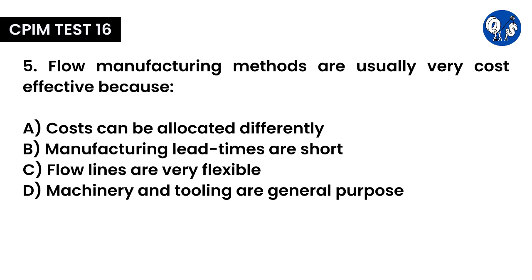Flow manufacturing is very cost effective for several reasons. First, work in process inventory is low, allowing lead times to be short. Second, machinery and tooling can be specialized because workstations are designed to produce a limited number of similar products. Third, flow lines are by design inflexible. They are designed to produce a large quantity of similar products. This makes them highly efficient.